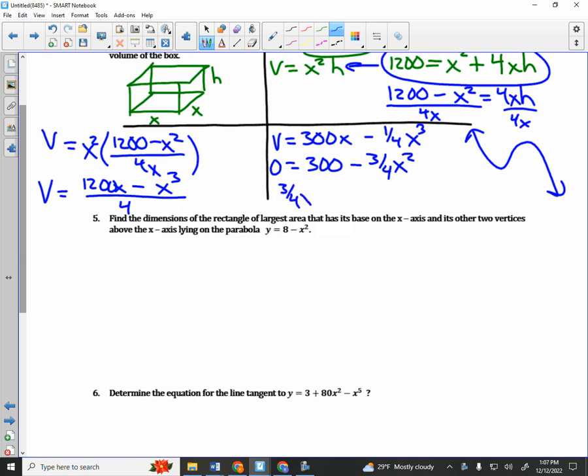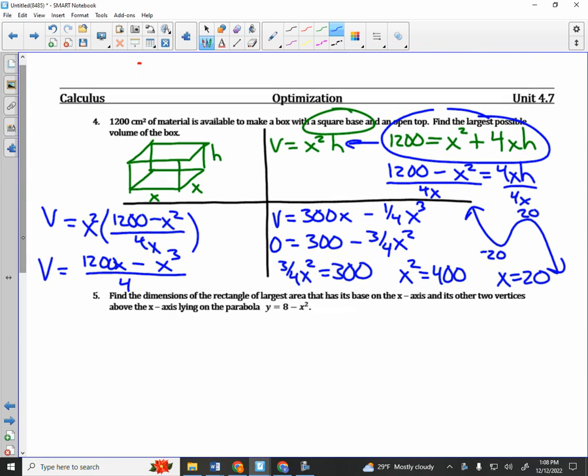Add the 3/4 x squared over to the other side, which is equal to 300. Divide by 3/4. So we get x squared is equal to 400. Square root, and you get positive and negative 20. Notice how negative 20 is going to give you that one, and positive 20 gives you the top one. So do we want the negative 20 or the positive 20? We want the positive 20, okay? So we've discovered that in this problem, x is equal to 20.